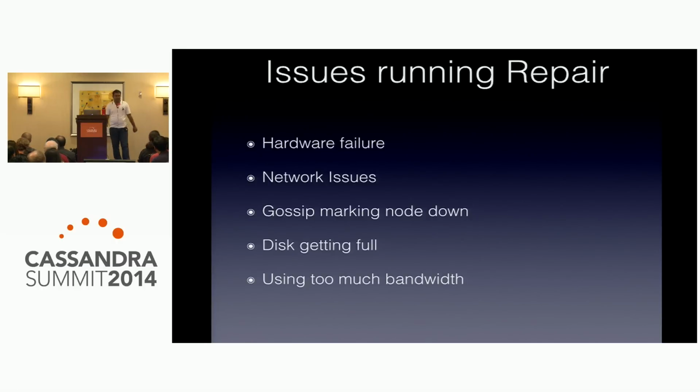You can have network issues, which have the same effect as a hardware failure, because if you have a network issue, your nodes will be marked down by Gossip, and your repair won't succeed. Gossip can also mark nodes down if you have huge GC pauses, like a 40-second GC pause, if you're running with a big heap. If the repair is streaming too much data, your disk can get full, and when your disk gets full, the repairs are going to fail. Or you might be using too much bandwidth, and you don't want that, so you might want to stop the repair. These are some of the issues which we face while running repair.